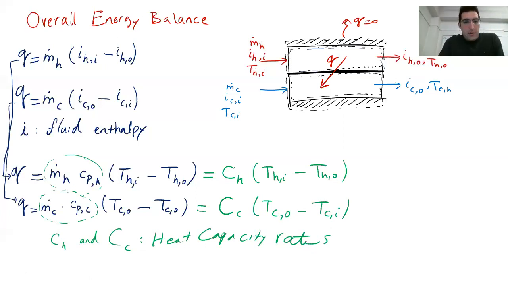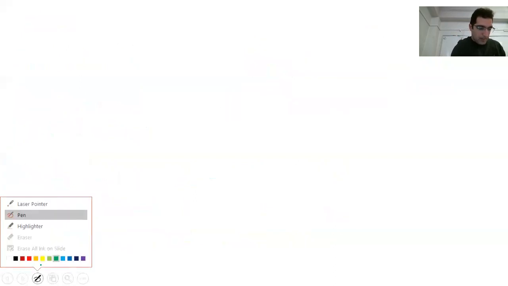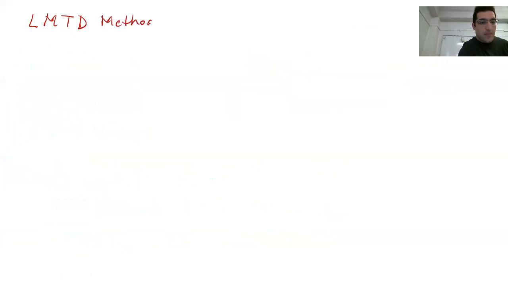So this is how the overall energy balance works for each side of a hot and cold fluid. Now take a look at how we are using log mean temperature difference to put a control volume across the whole heat exchanger. Now in this section, we're going to talk about the log mean temperature difference method.